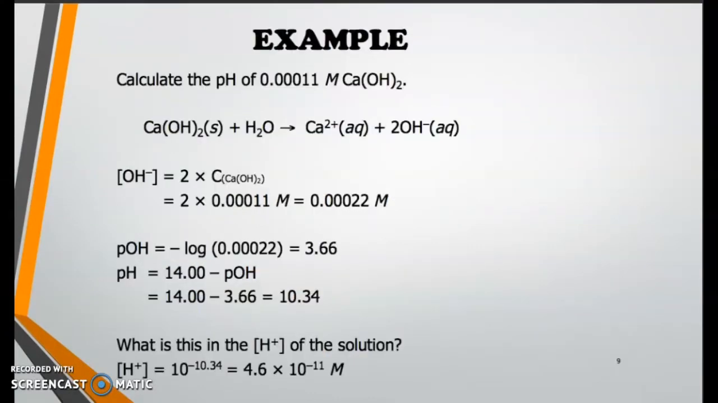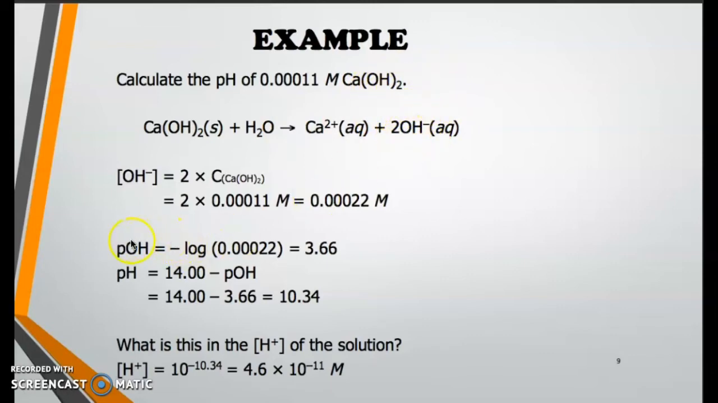Example, calculate the pH of 0.00011 molar calcium hydroxide. This is the chemical equation of the calcium hydroxide. And we look at the hydroxide ion. They have a 2 coefficient here. So if you want to identify the concentration of hydroxide ion, you must multiply by 2 for calcium hydroxide because they have a 2 here.